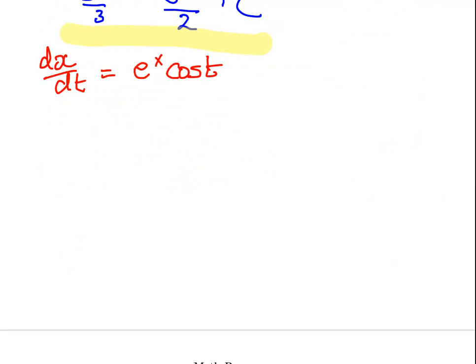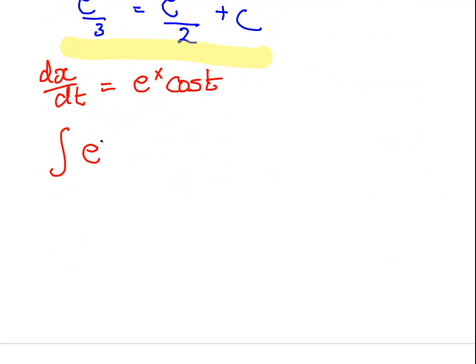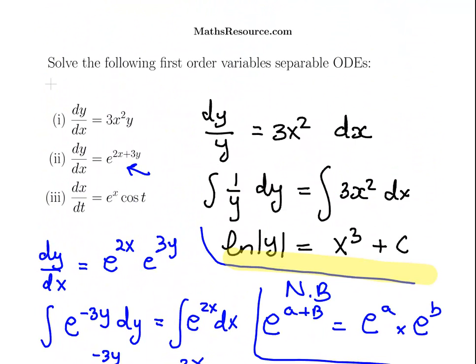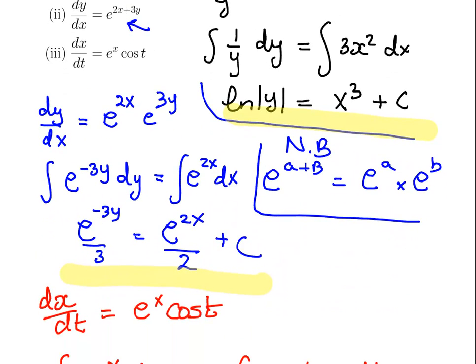Okay, so again, the integral of e to the minus x dx equals the integral of cos t dt. And so the integral of e to the minus x is minus e to the minus x, and that is equal to sine of t plus c. Okay, you could come up with little simplifications of a couple of those, but really we've done the job. So let's just go back over it again. You solve the first order variable separable ODEs, and there we have it.